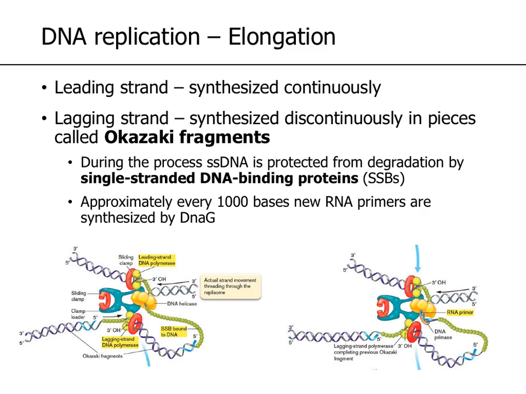You will create these larger single-stranded regions, and they need to be protected, because single-stranded DNA around is in danger of being cleaved, and you can actually destroy it. So the cells have single-stranded DNA binding proteins that sit on the single-stranded DNA and protect it while it's single-stranded. This whole process happens about every 1,000 bases, and each time you need a new RNA primer made by DnaG.